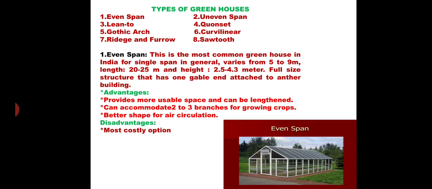Then advantages of even span greenhouse. Provides more usable space and can be lengthened. Second point, can accommodate 2 to 3 branches for growing crops. Last point, better for air circulation. Then disadvantages: most costly option.